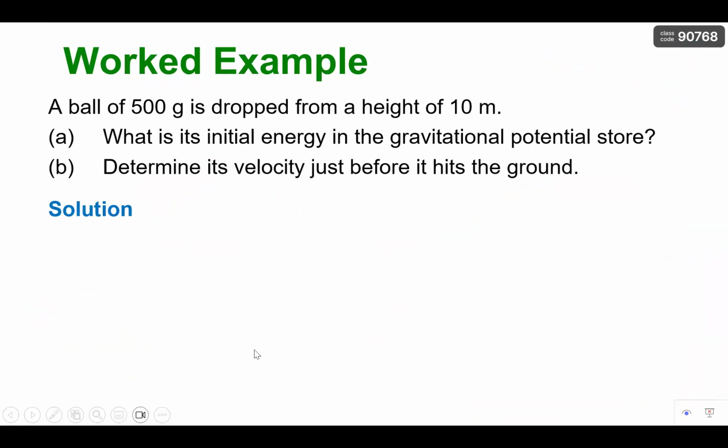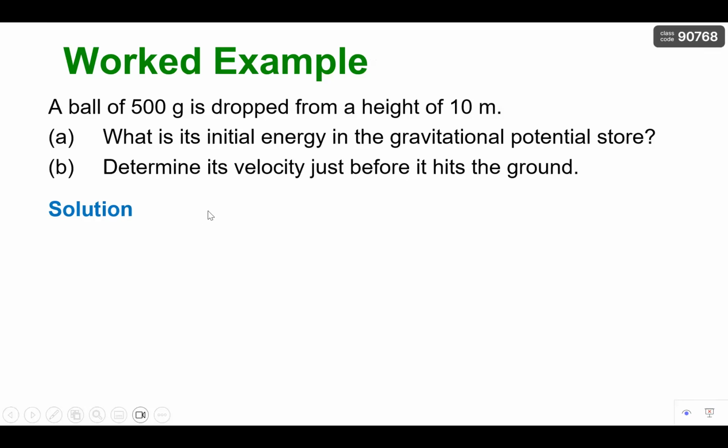So we zoom into more worked examples now. Okay, so in this case, I have a ball of 500 grams. It's being dropped from a height of 10 meters. What is its initial energy in the gravitational potential store? And determine its velocity just before it hits the ground.